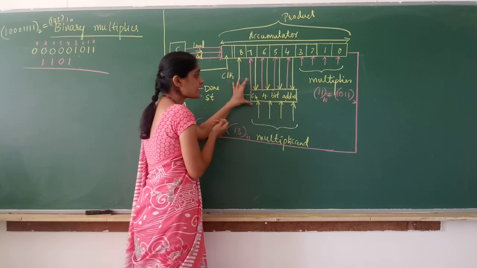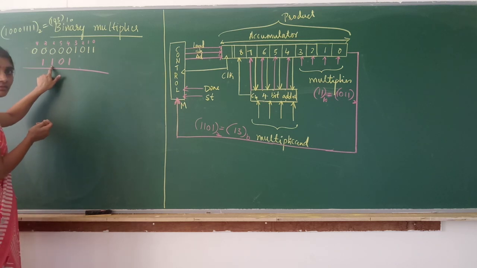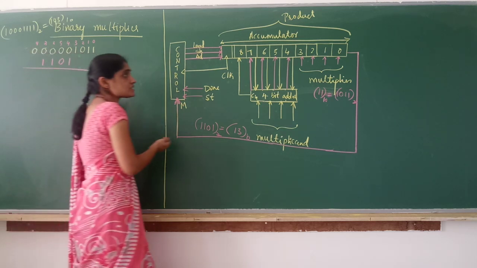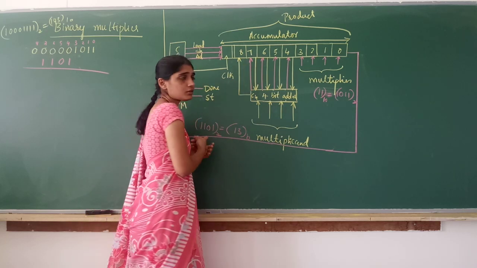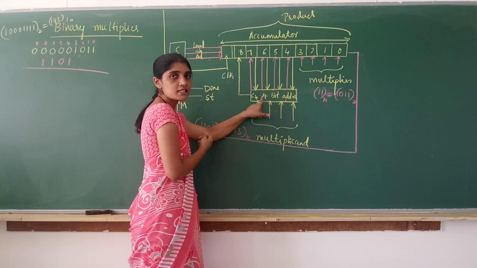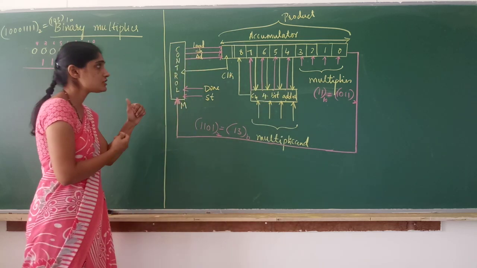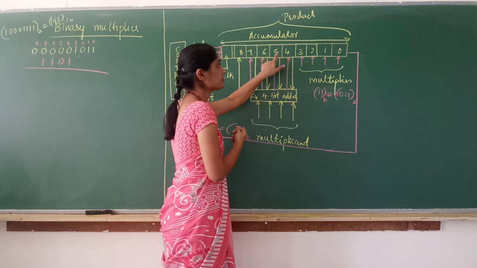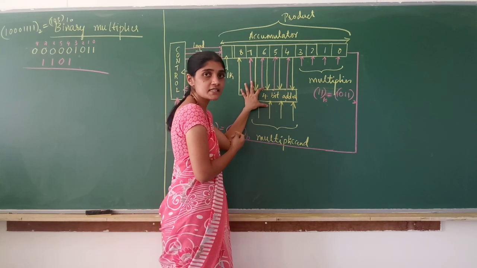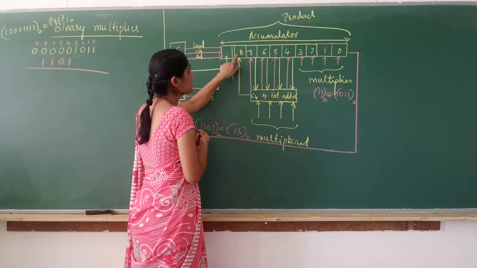That means after addition of this and this, every clock edge, the answer, the product or the result will be stored back to the accumulator. So once the 4-bit addition is done, the sum result will be stored back to the accumulator, where it is stored: 7th, 6th, 5th, 4th. And during the addition process, if there is any carry generated, that carry will be stored here.